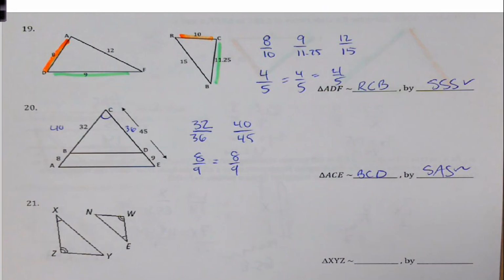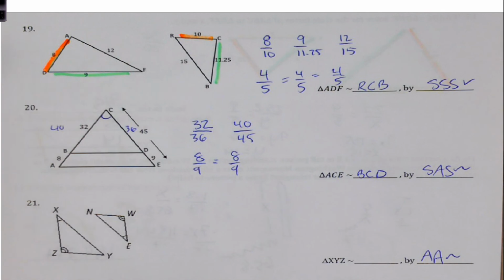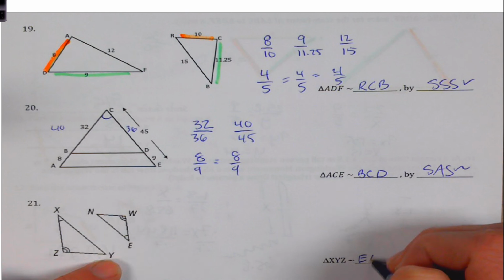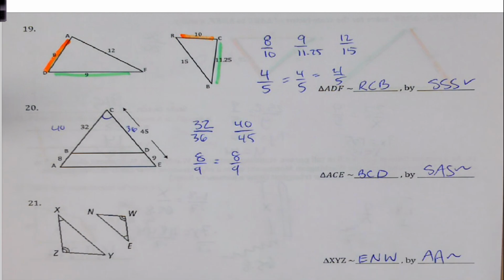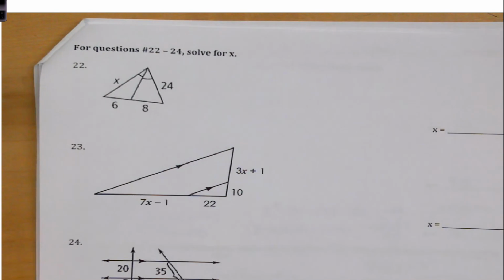Last one, it just gives us two congruent angles, so that was so easy, it's not even funny. We just make sure we line it up right, so that should be E, N, W. Perfect. The last page, let's set up some proportions.